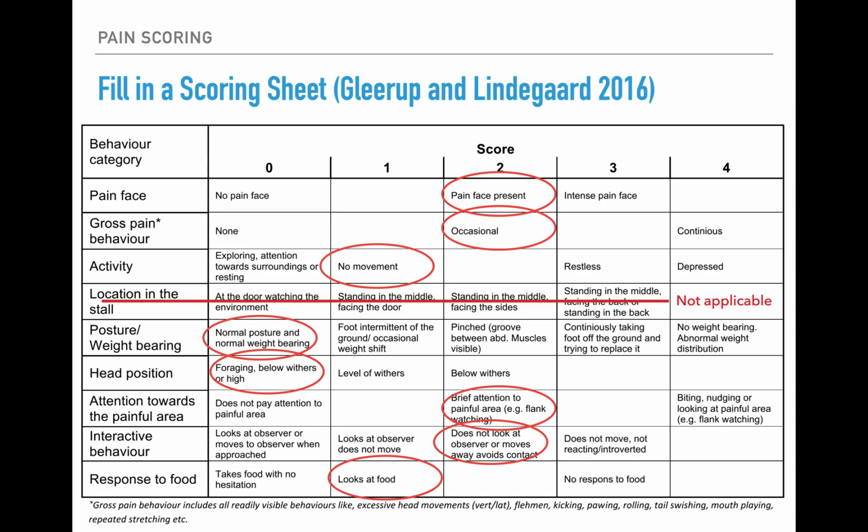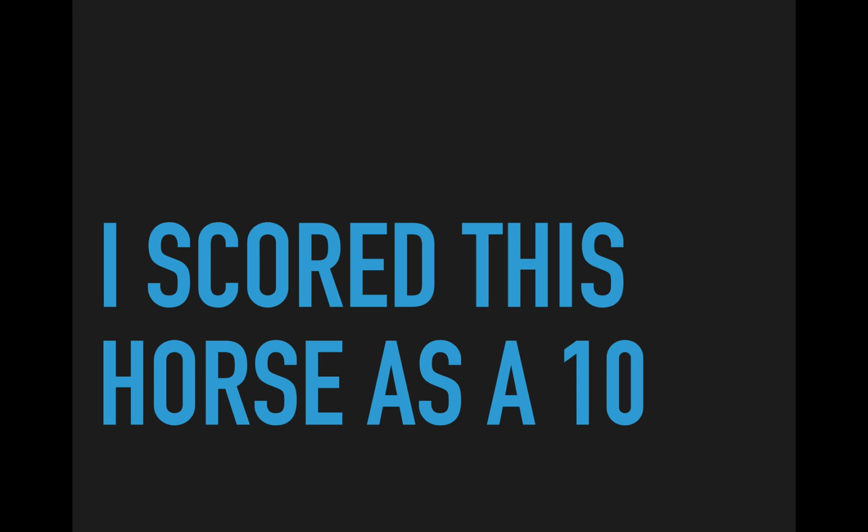His posture is normal, and his head position, he's generally holding his head above the level of his withers. So we'll give him a score of 0 there. We mentioned he occasionally looks at his flanks, and while he's been polite, he's not as friendly or interactive as normal. He's not paying much attention to the people around him. And when we offer him some food, he looks at it but doesn't eat it. So if we total up all those scores, we end up with a pain score of 10, which is indicative of mild to moderate pain.